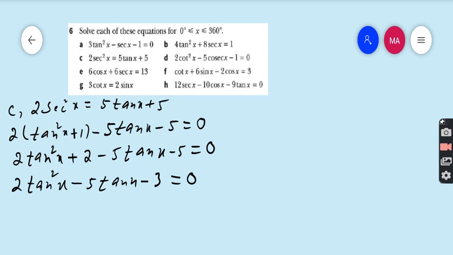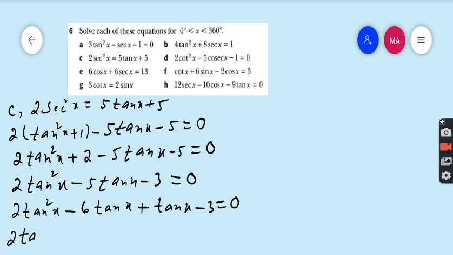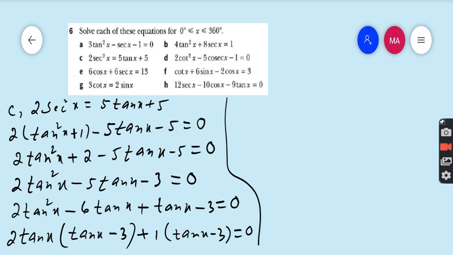Factorize: 3 times 2 is 6, and 6 times 1 is 6, 6 minus 1 is 5. So 2 tan square x minus 6 tan x plus 1 tan x minus 3 is equals to 0. Taking 2 tan x common, it will be tan x minus 3, plus 1 common, hence 2 tan x plus 1 and tan x minus 3 is equals to 0.